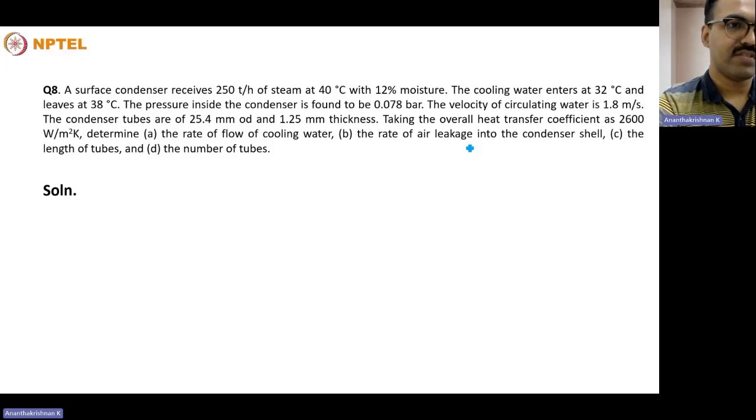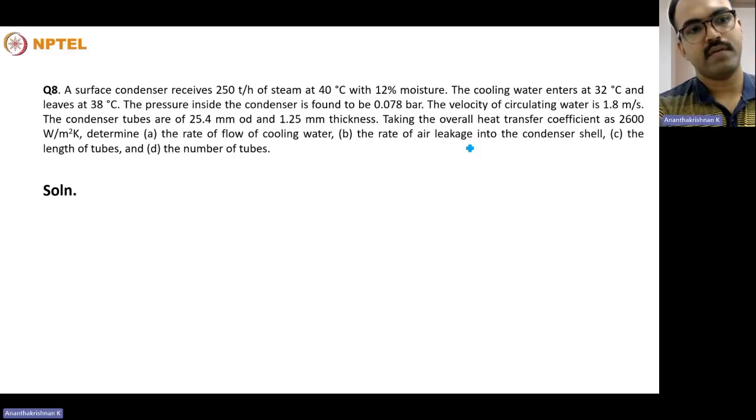So the velocity of the circulating water is 1.8. The condenser tube's dimensions are given. Overall heat transfer coefficient is also given. U value is given. We have to find the geometry and the rate of the flow of cooling water, the length of the tubes, number of tubes, and the rate of air leakage into the condenser shell.